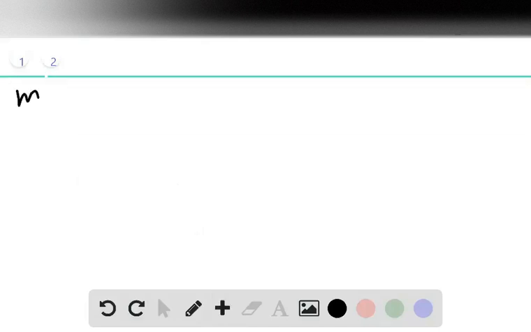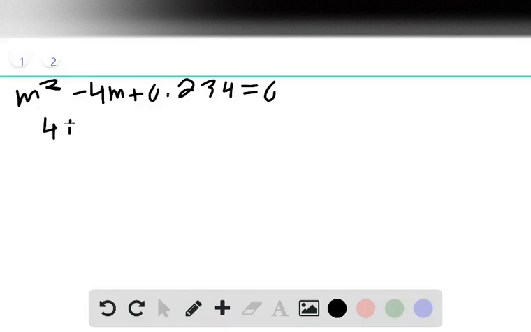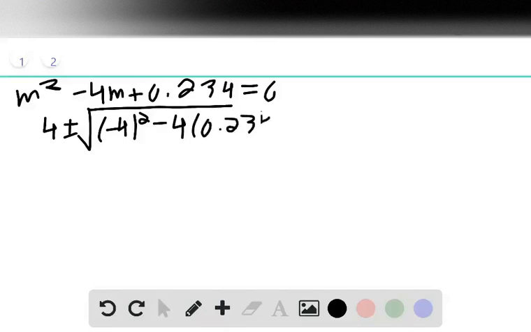Okay, so let's rewrite that. m squared minus 4m plus 0.234 equals 0. We do the quadratic equation. Negative b, so 4, plus or minus the square root of b squared minus 4 times a, which is 1, times c, 0.234, over 2a, which is just 2 times 1, over 2. And from this plus or minus, you get two values, which are our masses.